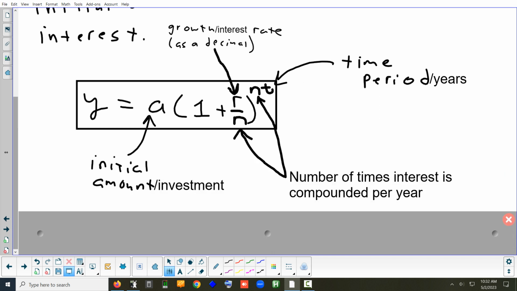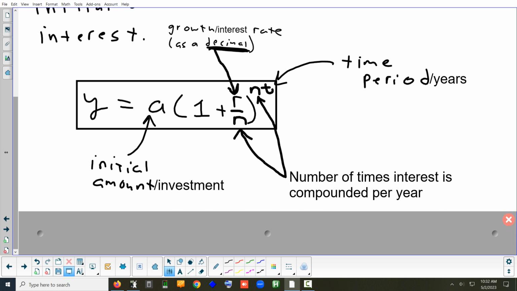Okay, so this formula has, the last one had 3 letters in it. This one has a 1, 2, 3, has a 4th letter. But they're going to tell you every one of these letters in the problem. The A is the same, so that's an initial amount of money. The R is the same. That's an interest rate. But remember, we have to write it as a decimal. The T is the same. T is the amount of time in years.